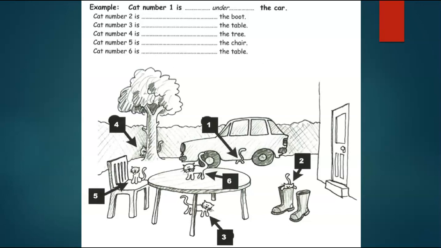So students must decide if, for example, cat number 2 is in the boot, on the boot, around the boot, under the boot, etc. And perhaps you provide some scaffolding, something like a word bank that provides those prepositions of place that have already been taught: under, across, below, on top of, in, etc. So that's an example of some controlled practice.